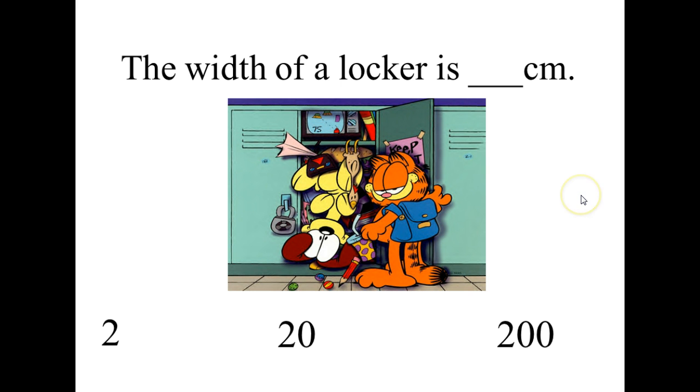The width of one of our lockers is how many centimeters wide? 2 Skittles, 20 Skittles, 200 Skittles. Wide. Remember wide, not long. 20 would be your answer.